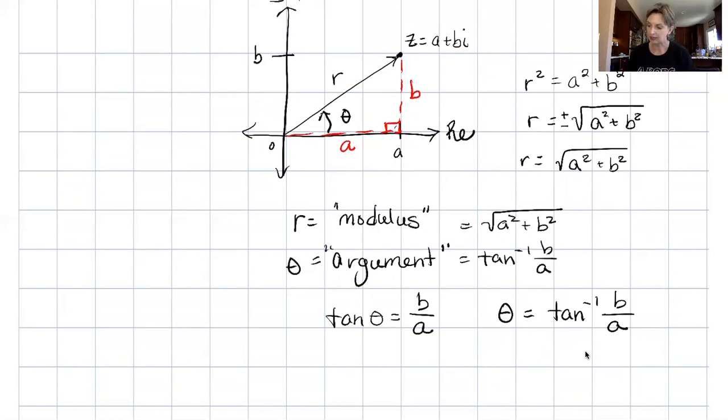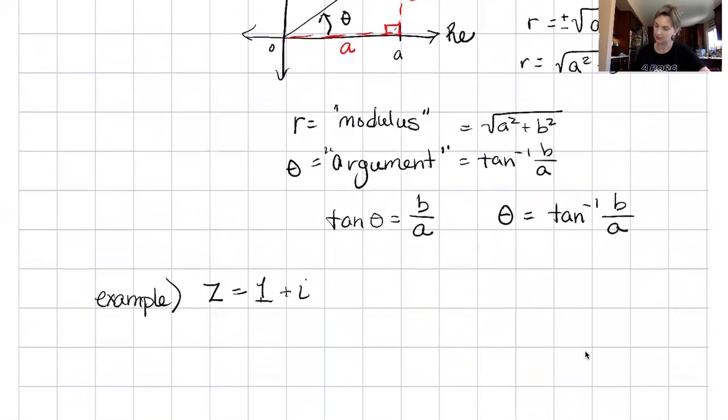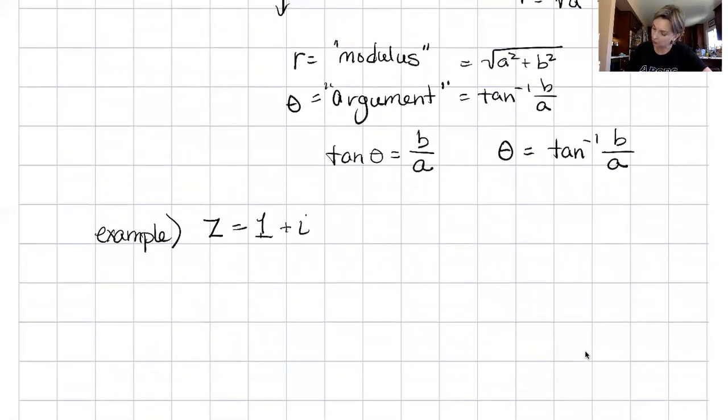Let's do an example and see how this all works out. Let's say we have our complex number, and it's going to be 1 plus i. Okay, so this is an example. What does this look like in our coordinate plane? Let's take a look at that so we know exactly where it is and what we're dealing with. This is real, this is imaginary.